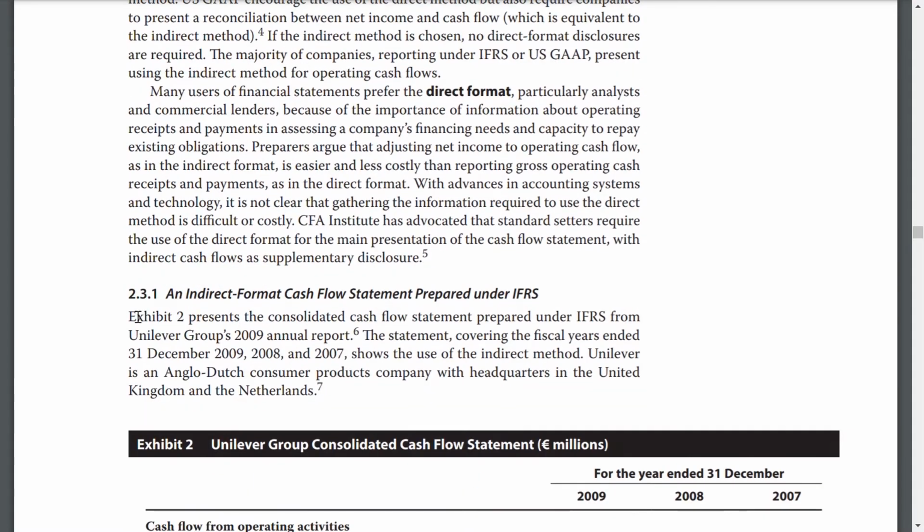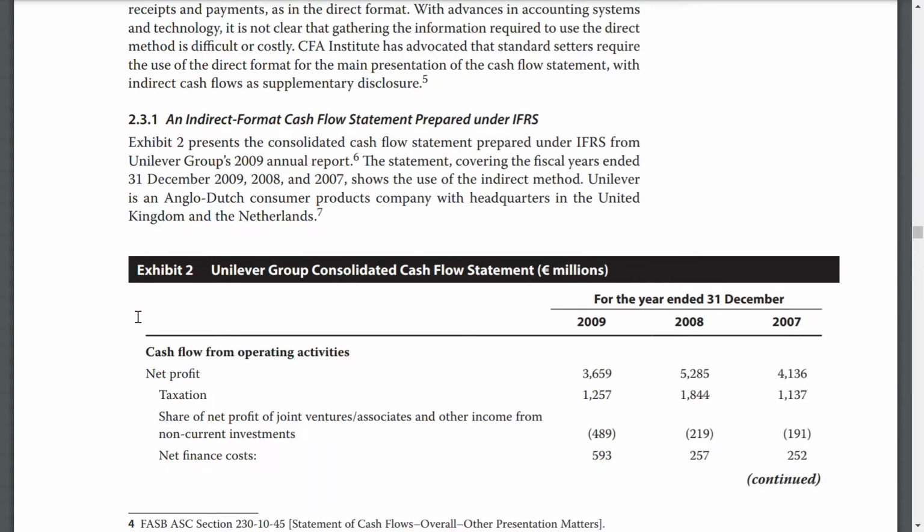An indirect format cash flow statement prepared under IFRS. Exhibit 2 presents the consolidated cash flow statement prepared under IFRS from Unilever Group's 2009 annual report. The statement, covering the fiscal years ended 31st of December 2009, 2008 and 2007, shows the use of the indirect method. Unilever is an Anglo-Dutch consumer products company that is headquartered in the United Kingdom and the Netherlands.